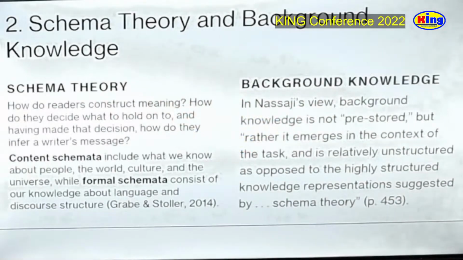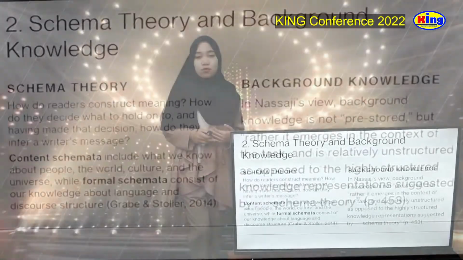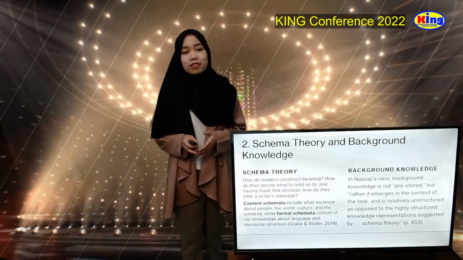Alright, go on to the next one, schema theory and background knowledge. The first one is schema theory. It addresses questions such as how do readers construct meaning, how do they decide what to hold on to, and having made that decision, how do they infer a writer's message. So this schema theory is different from background knowledge.